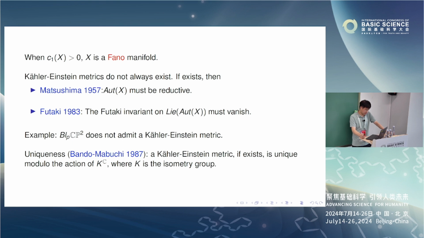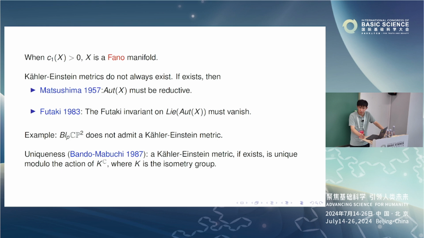When the first Chern class is positive, in algebraic geometry X is called a Fano manifold. So this is the mysterious case. For one, we know that the Kahler-Einstein metrics do not always exist. So there are obstructions to the existence. Back in 1957, by the Matsushima theorem, we know that if a Fano manifold admits a Kahler-Einstein metric, then the automorphism group has to be reductive. Namely, it's a complexification of a compact group, and the compact group is given by the holomorphic isometry group of the Kahler-Einstein metric.